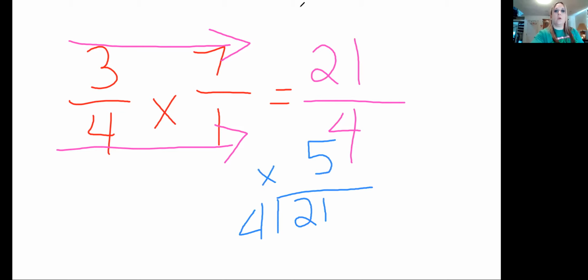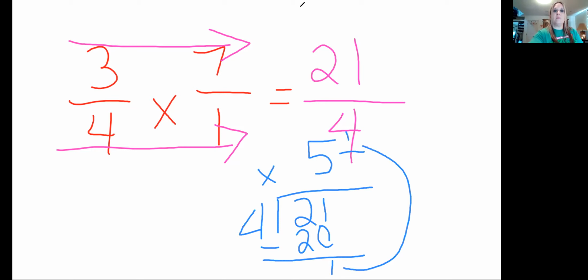5 times 4 gives me 20. Subtract, and I'm left with the number 1. Are there remainders and fractions? No. The remainder becomes my numerator, and my divisor becomes my denominator. Sorry, kiddos, I haven't used math academic language in 5 weeks. So my final answer to 3/4 times 7 wholes is 5 1/4.